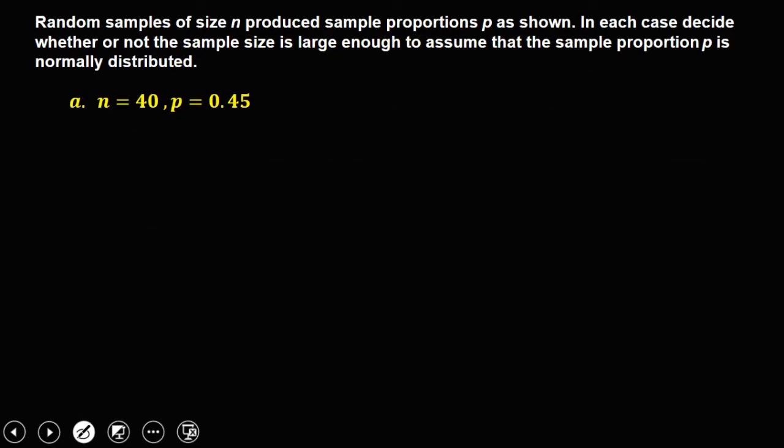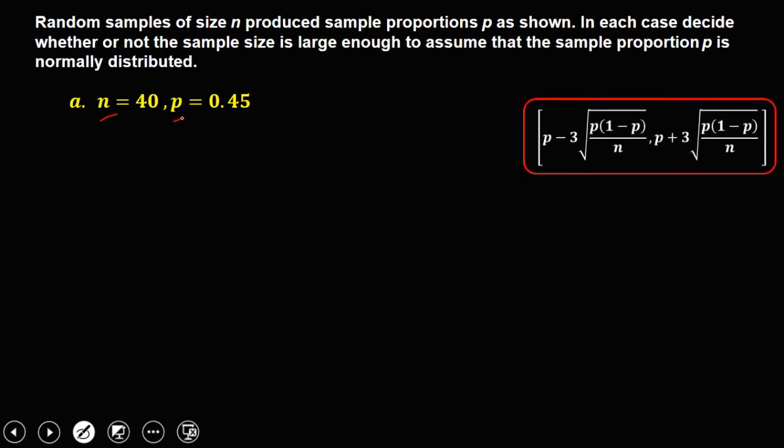So we have this problem. A random sample of size n produces a sample proportion p as shown. In each case, decide whether or not the sample size is large enough to assume that the sample proportion p is normally distributed. So we have our sample size, that's 40, and the sample proportion, that's 0.45.